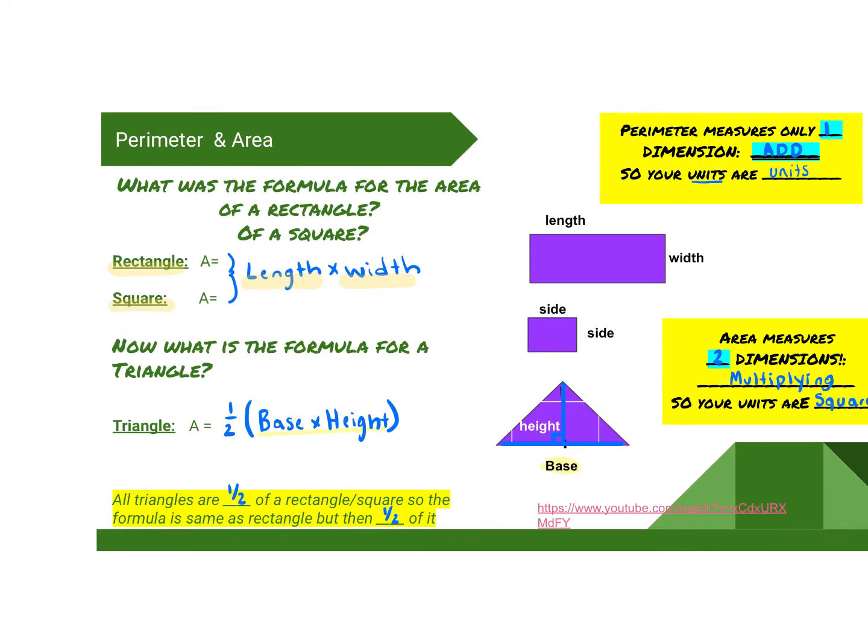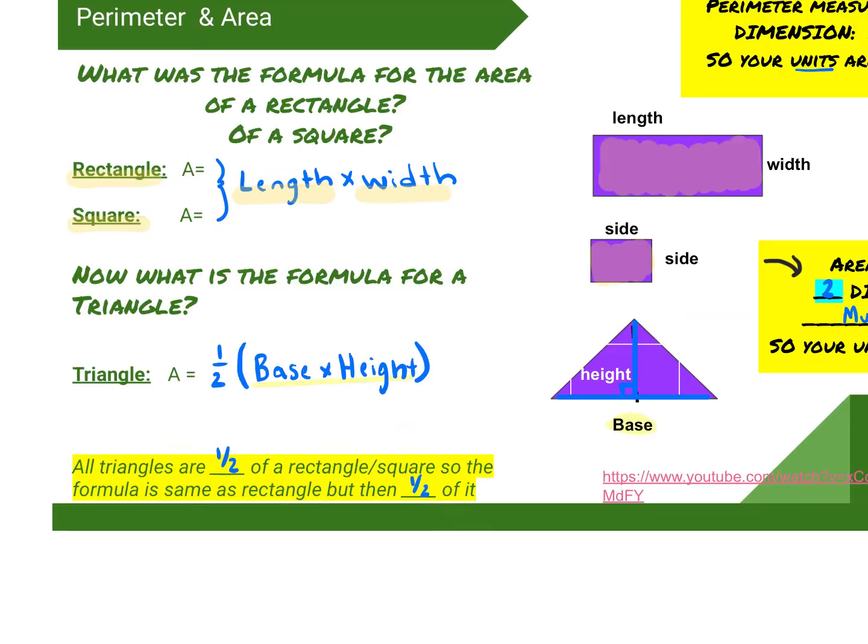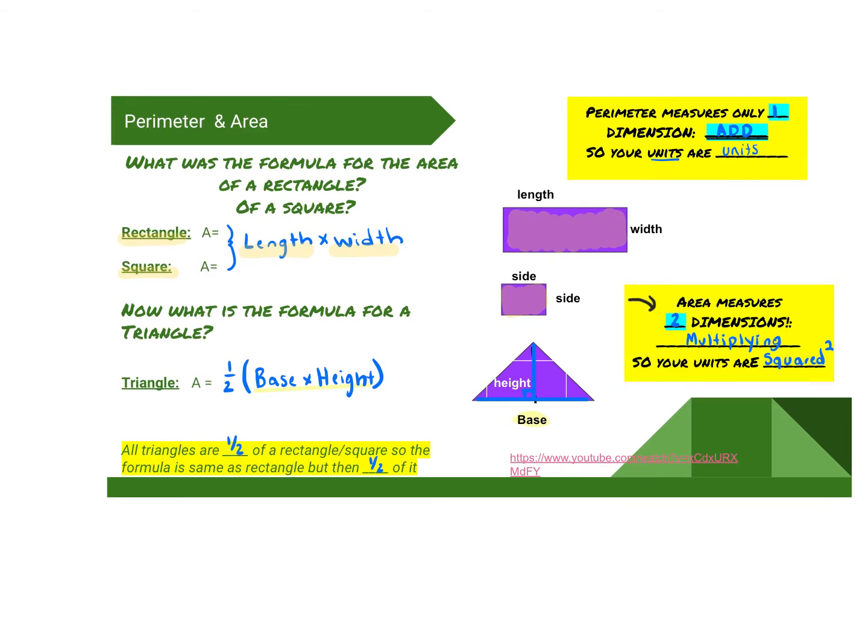Because remember, we're finding the inside when we find the area. So we multiplied the length times the width, and we labeled it as units squared. If it's area, remember we squared it. And how about, what did we say for the area of a triangle? Yeah, and why did we do 1/2 of base times height? Because it's a square cut in half. And we also labeled that as units squared since we're finding the area.